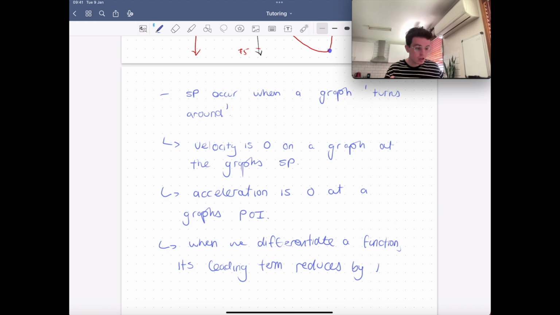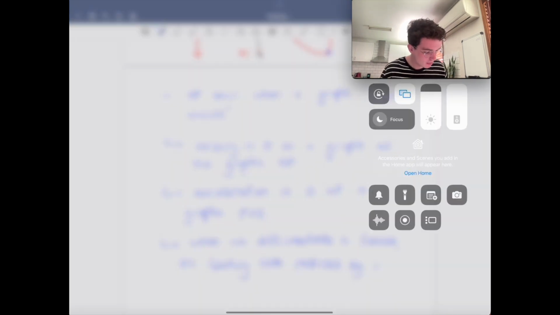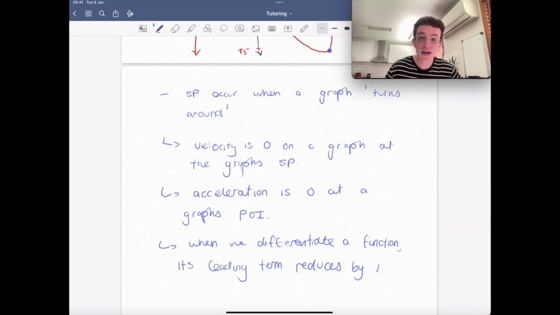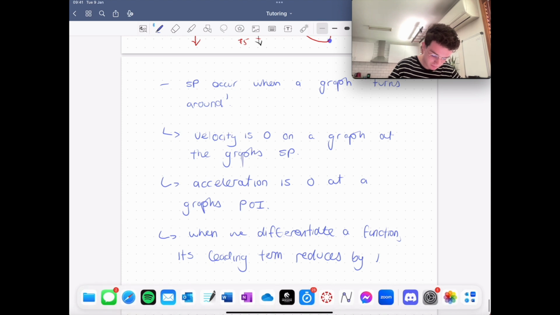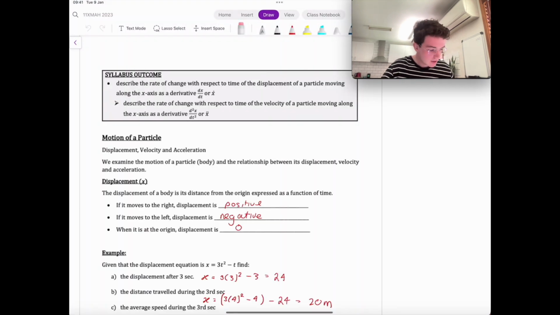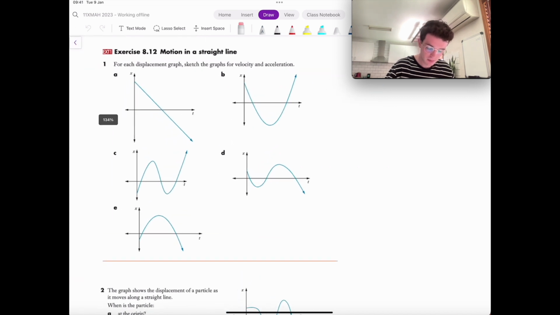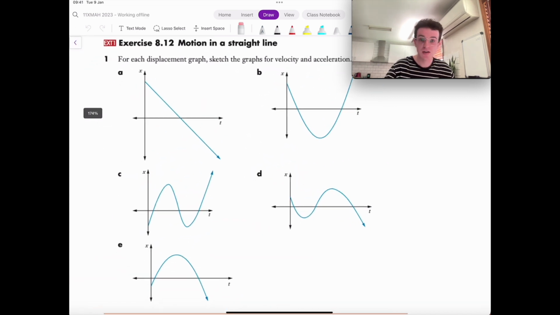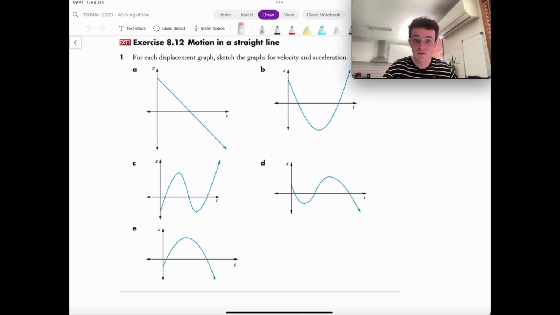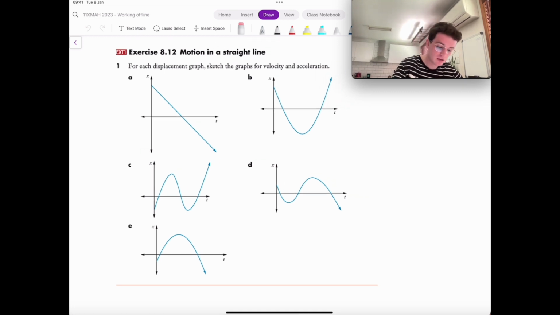Okay, let's go over now to the exercise. So we've got equations of motion in a straight line. These graph ones are where it starts to get a bit tricky. So we're going to use that information about curve sketching to have a go at these. So for each displacement graph, sketch the graphs of velocity and acceleration.